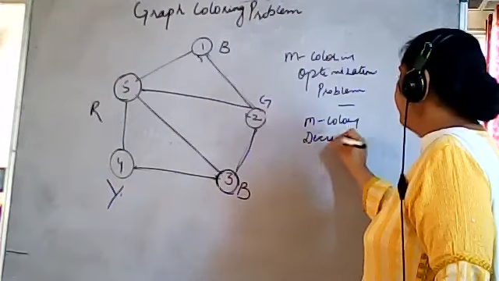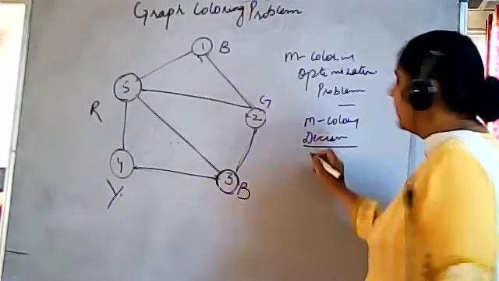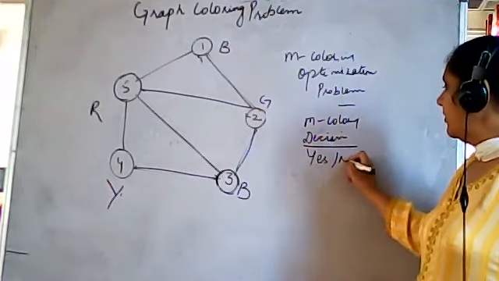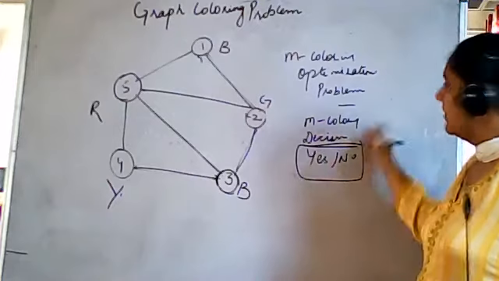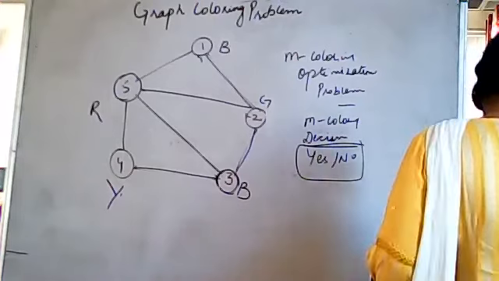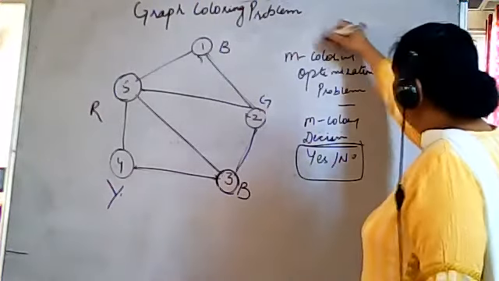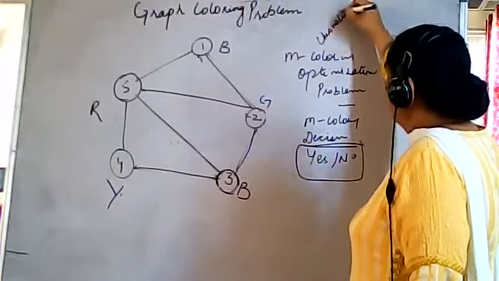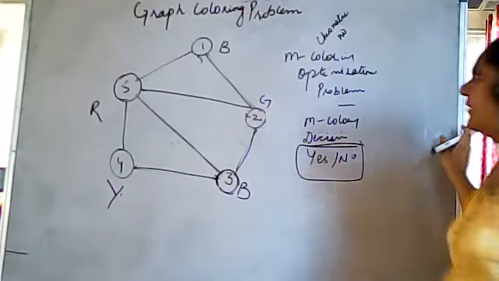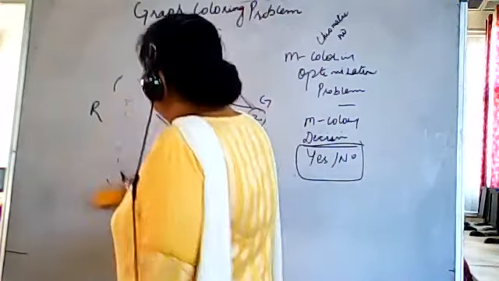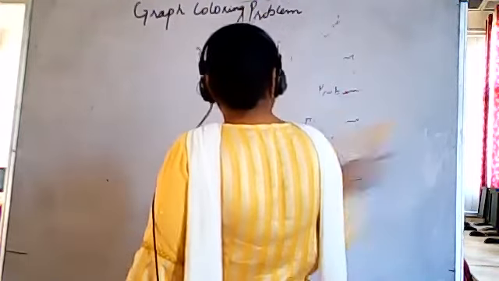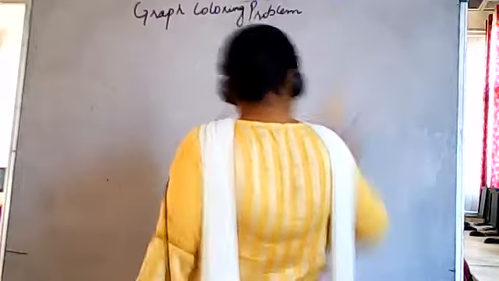Decision: whatever number of colors is given to us, whether you will be able to paint that graph or not. That is called M coloring decision. So these are the two things. It is also known as the chromatic number. The chromatic number is itself the minimum number of colors required to paint a graph. So I'll reduce the size of this problem and we will make the state space diagram for this, so that both things will be clear.